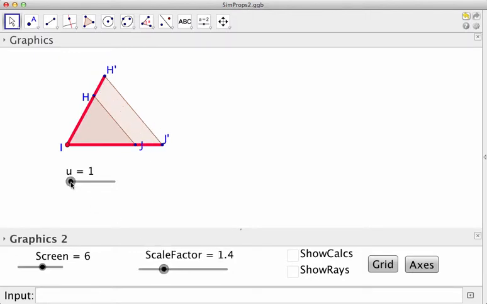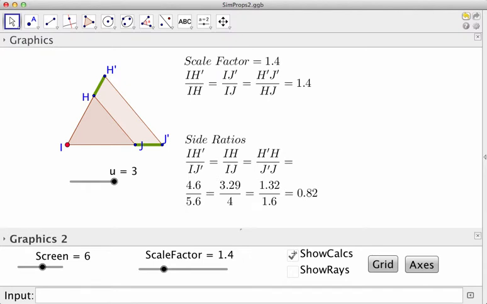Notice that we have the three sets of sides here. We have IH, we have IH prime, and we have HH prime. When we look at the calculations, what we see is that the ratio of IH prime to IH is the same as the ratio of IJ prime to IJ, which is the same as the ratio of HJ prime to HJ. They're all going to be equal to the scale factor.